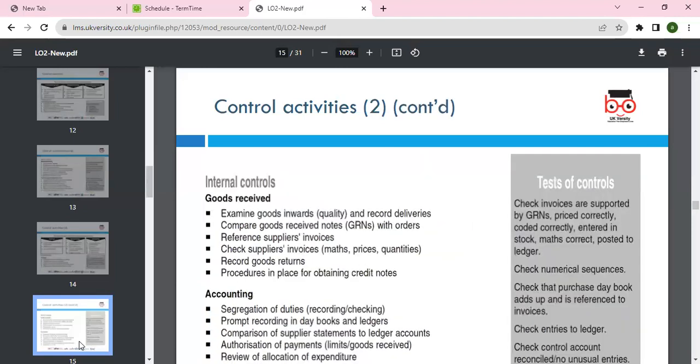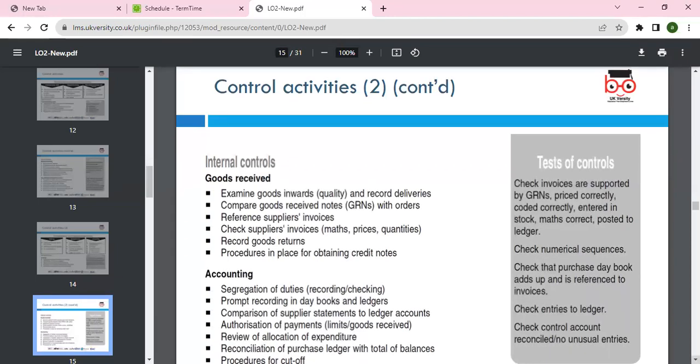Okay, then we have internal controls, looking around internal goods received. These are different activities and their control system. We can examine the goods inward, compare the goods received note with the reference supplier invoice, check the supplier invoice maths, how many quantity times what was the price, and what records of the goods returned. If we return it, we have credit notes, yes, if we already paid it.